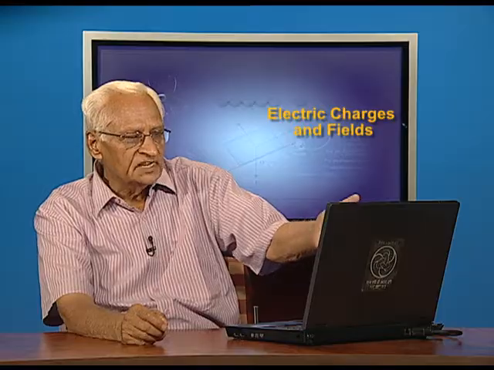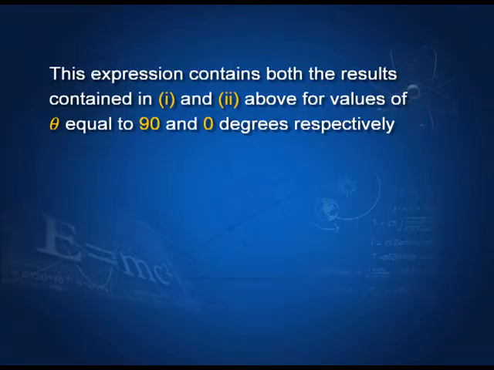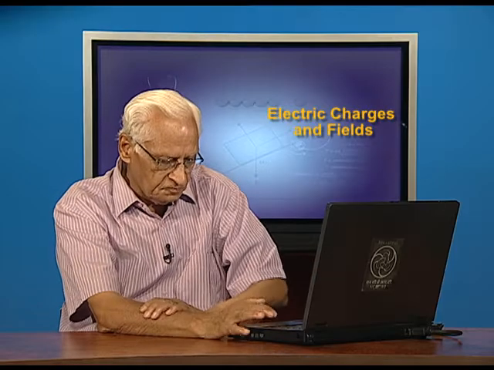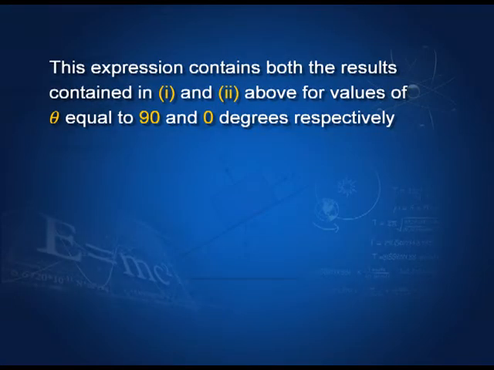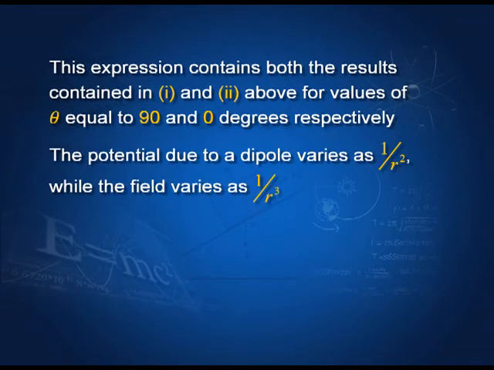The expression contains both the results. If you put theta equal to 90 degrees, you will get the result for the equatorial line, and if you put theta equal to 0, you will get the result for the axial line. An important thing to notice is that the potential due to a dipole varies as 1 by r squared, whereas if you remember the expression for the electric field, it varies as 1 by r cubed.